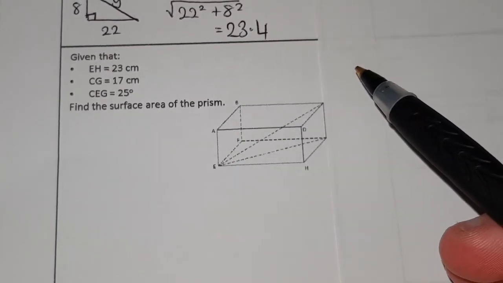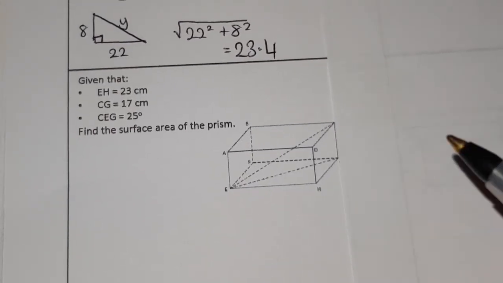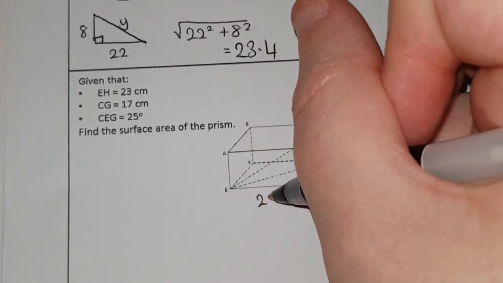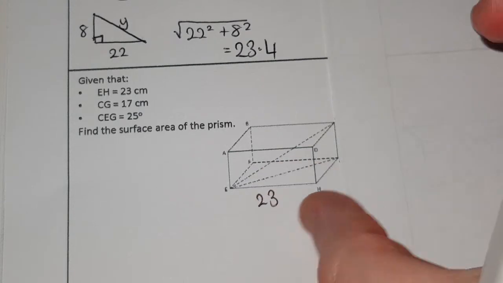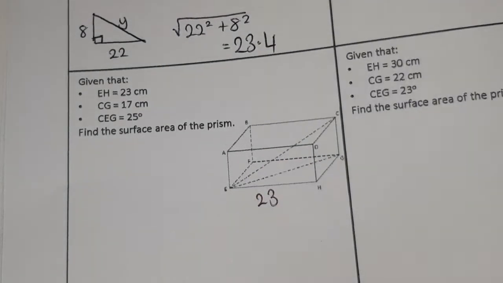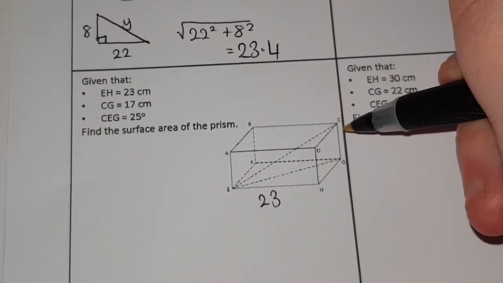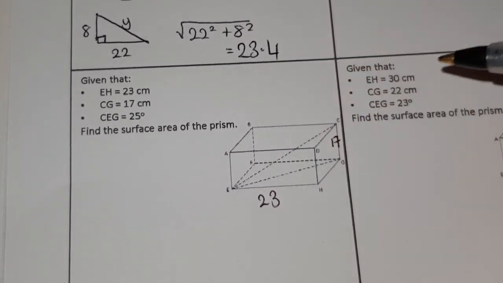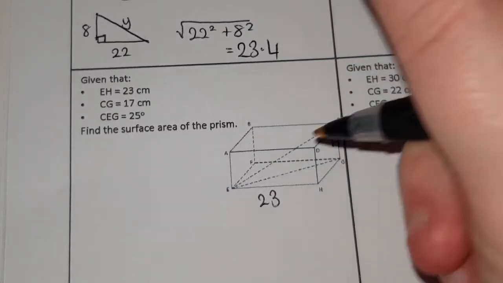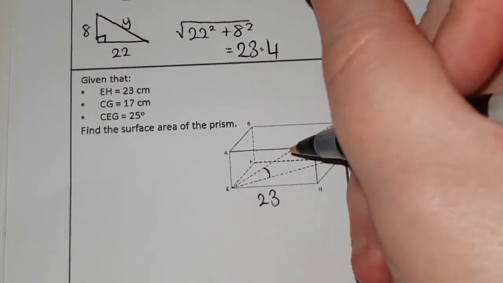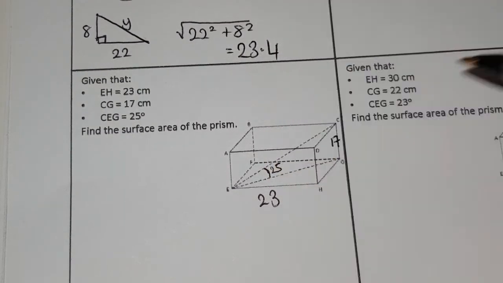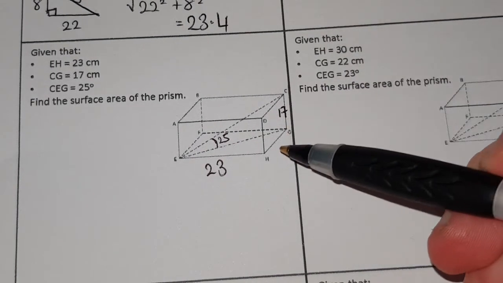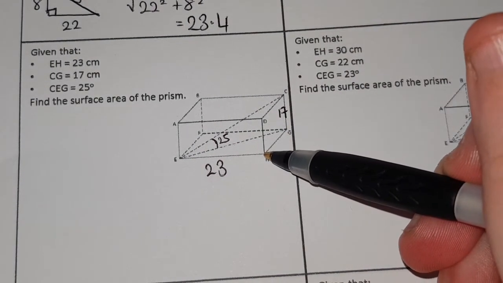So if I'm going to do surface area, I still need to know the three sides. So I've got E to H is 23, C to G is this height here, is 17. And then CEG, this angle here, is 25. Okay, and what we're going to do is we basically need to find a missing length.